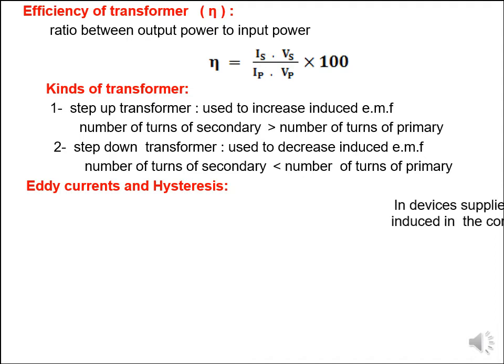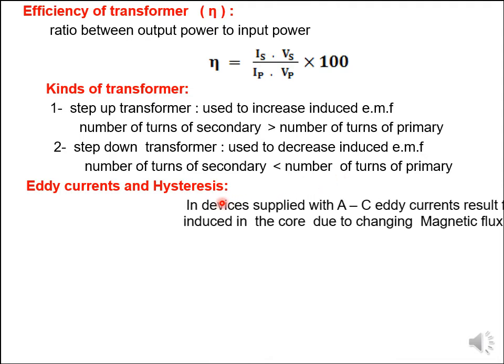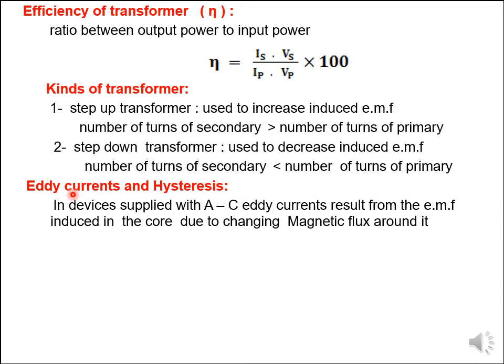Eddy currents and hysteresis. Eddy current and hysteresis. A device supplied with alternating current. Eddy currents result from the EMF induced in the core due to changing magnetic flux around the core.